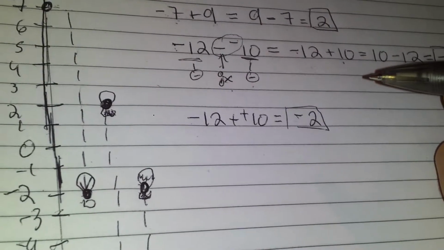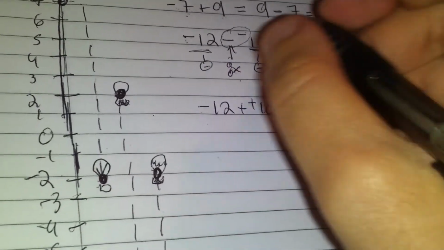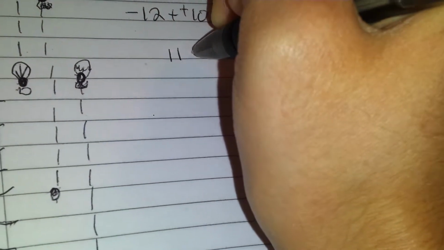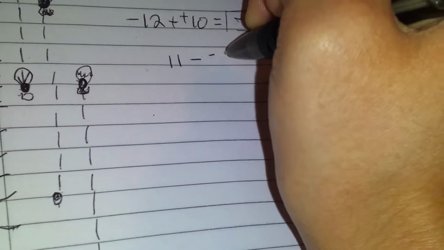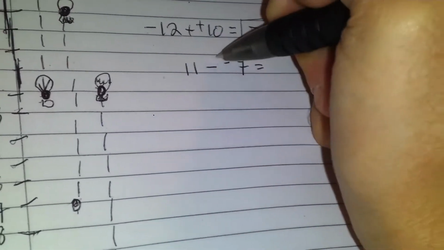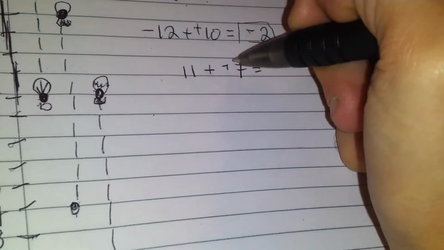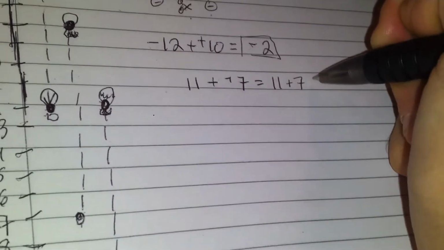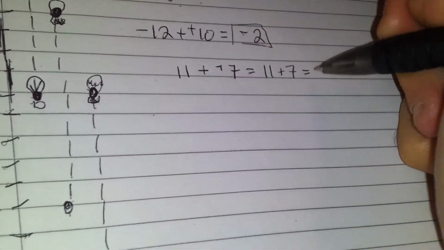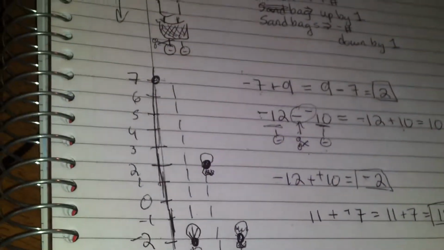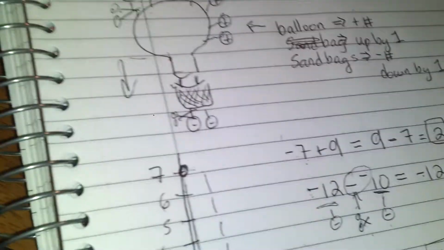Let's try a similar one, but one that begins with a positive number. How about 11 minus -7? Well, in this one, I could do it the fast way and cancel it out and say that's the same thing as 11 plus 7. When I add them together, I get 18. Should be +18. I can check that again with my hot air balloon analogy.